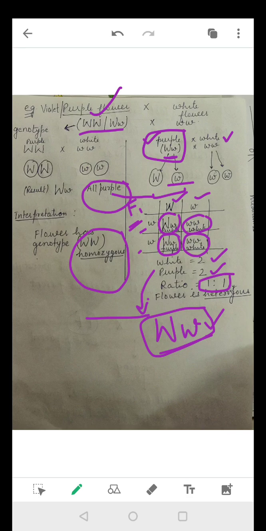So from test cross, we can easily find the genotype of the dominant phenotype plant present in F2 generation. So ये क्रॉस हम करते हैं F2 के प्लांट को ये पता करने के लिए कि उसकी जीनोटाइप क्या है. ओके, क्लियर है? ओके लेट्स कम टू द नेक्स्ट.